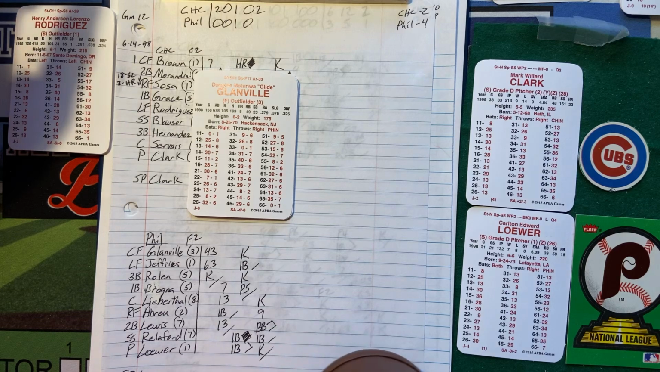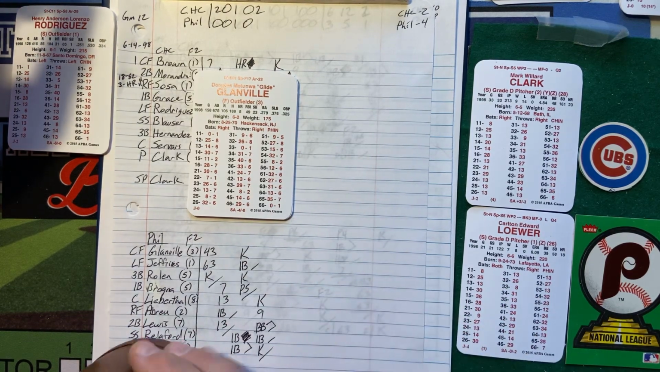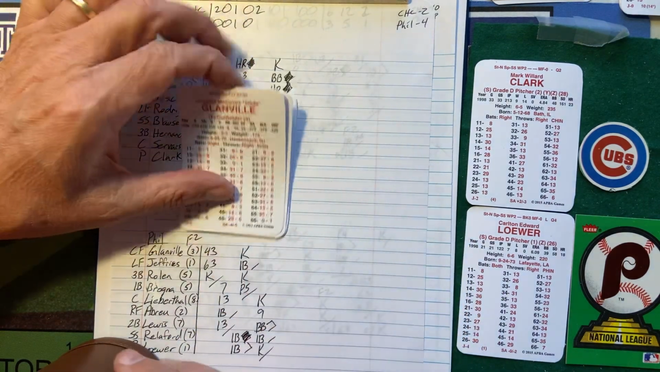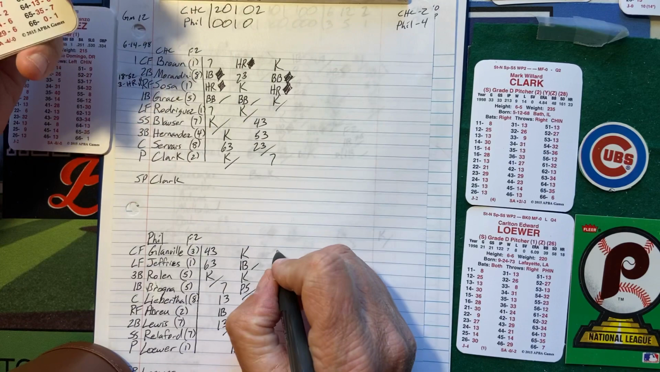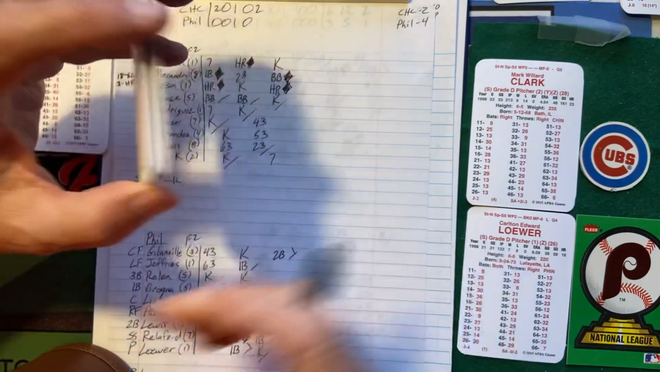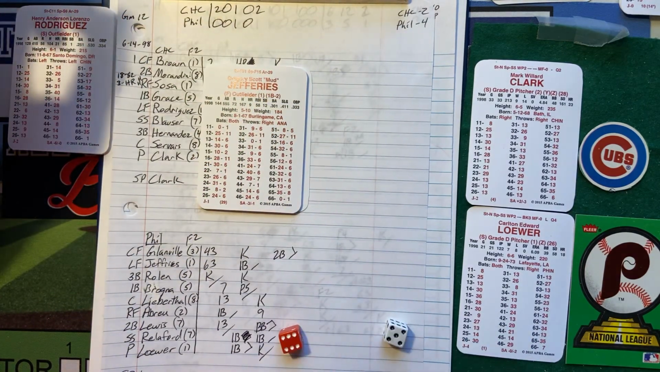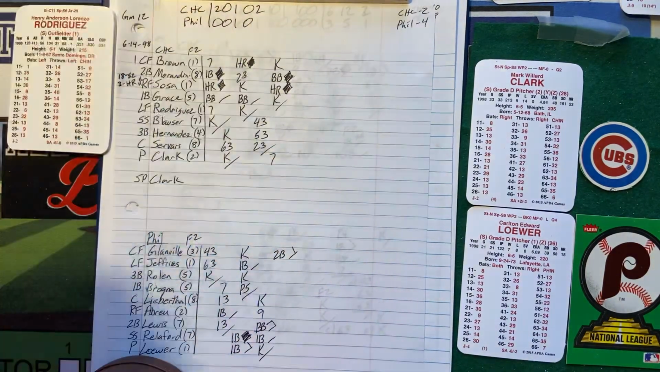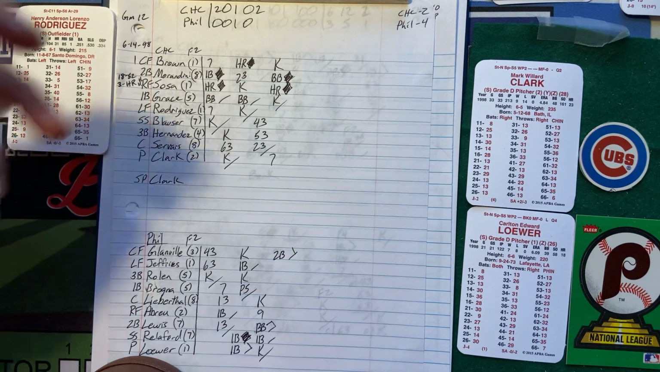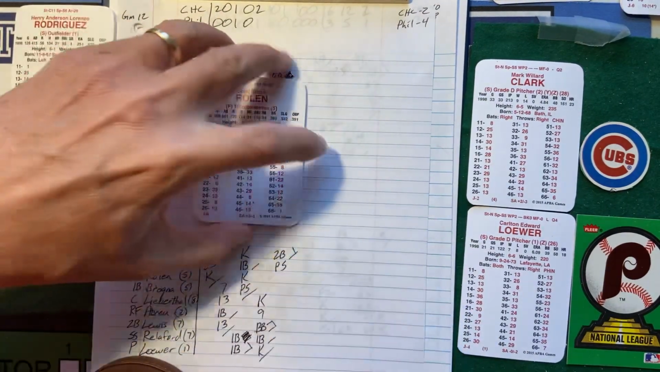And Doug Glanville, top of the order. He gets a 0. 64-6, and that'll be a double. Leadoff double for Doug Glanville. Jeffries, 35. Fouls out to third. One away for Scott Rolen.